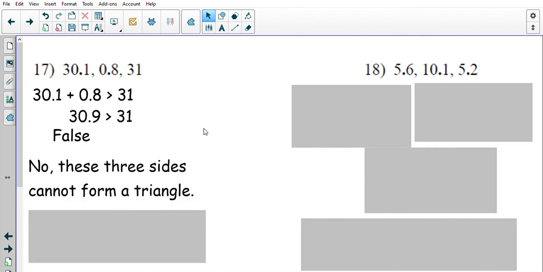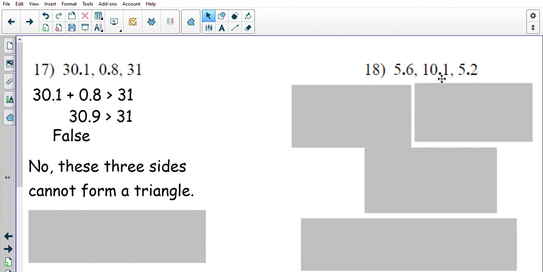Again, work smarter, not harder. Choose your two smaller sides first. If that one is false, you know those three side lengths cannot form a triangle. Now, some of you might say, well then, in number 18, could I just do the two smaller sides, see if the sum of those is greater than the largest side, and stop there?